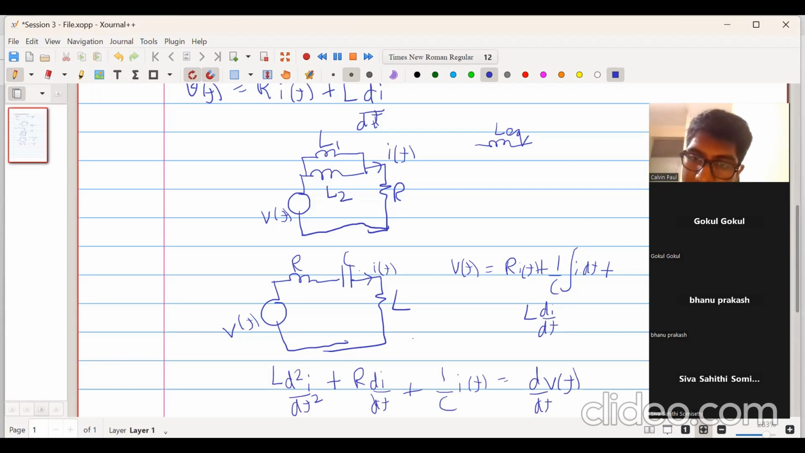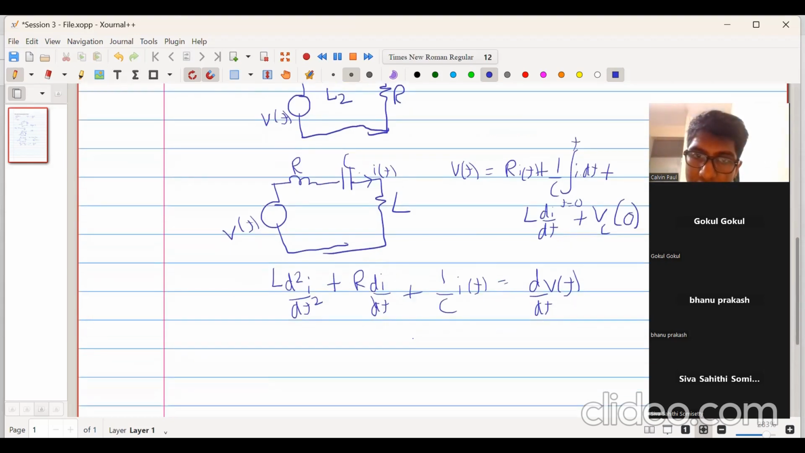Also this integration term is there. So it is from, suppose, t equal to 0 to some time t. So at that time we will have to add an initial condition of the capacitor voltage. So the voltage across the capacitor, when we apply KVL here, Vc(t) will be equal to 1 by C integration from time t equal to t0 to time t, i(t) dt, plus the initial voltage across the capacitor.